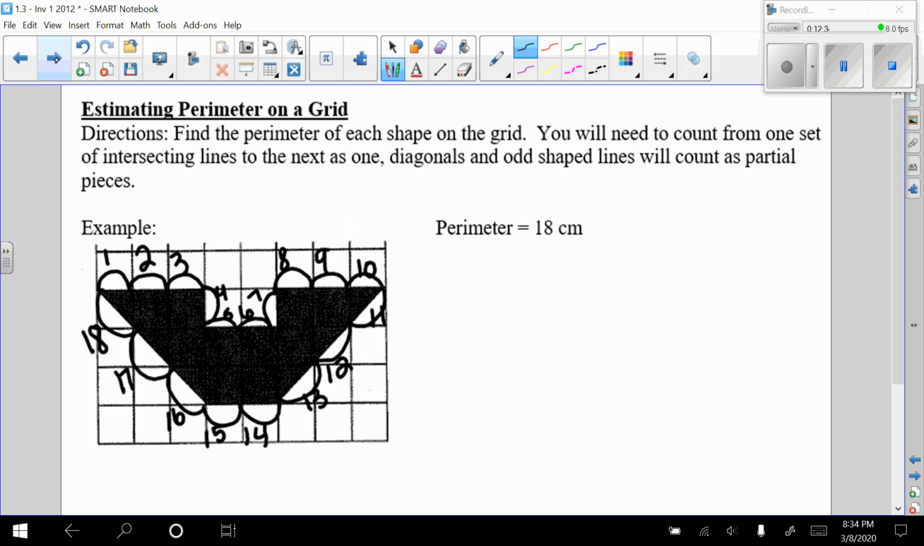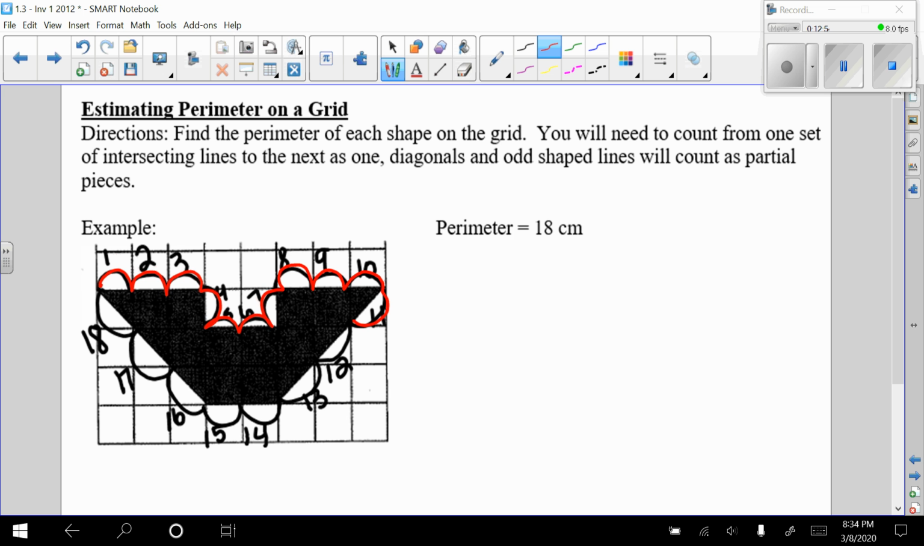Now we're going to go ahead and talk about estimating perimeter. Remember, an estimation is not an exact measurement. How do we estimate this? Well, for perimeter, you start in one corner and you go corner to corner. You do not skip any corners. You go right along the black of the figure and never lift up your pencil.